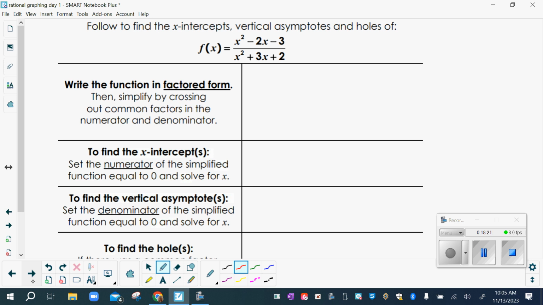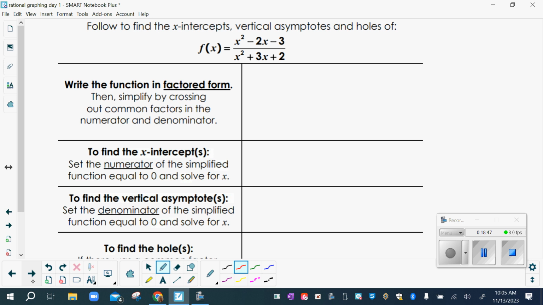Today, we're going to find 3 things. We're going to find the x-intercept. We're going to find the vertical asymptote. We're going to find the holes. We're going to wait and do horizontal tomorrow because your brain would explode if we did this all today. We are going to do it nice and slow, okay?